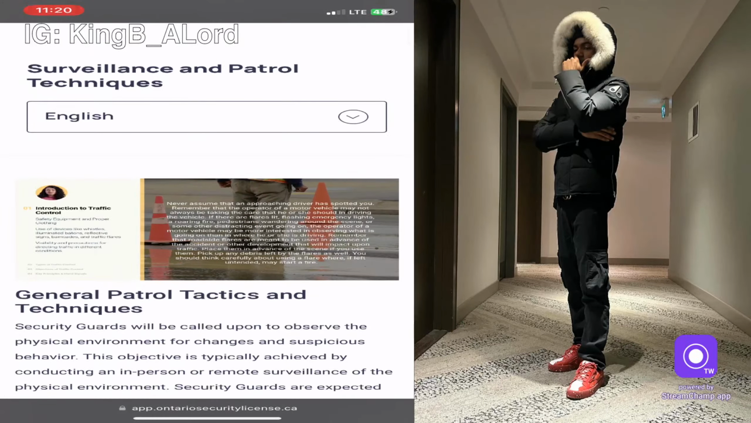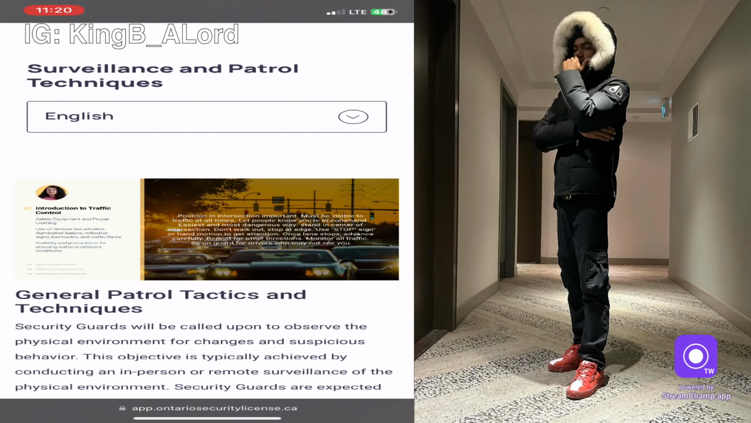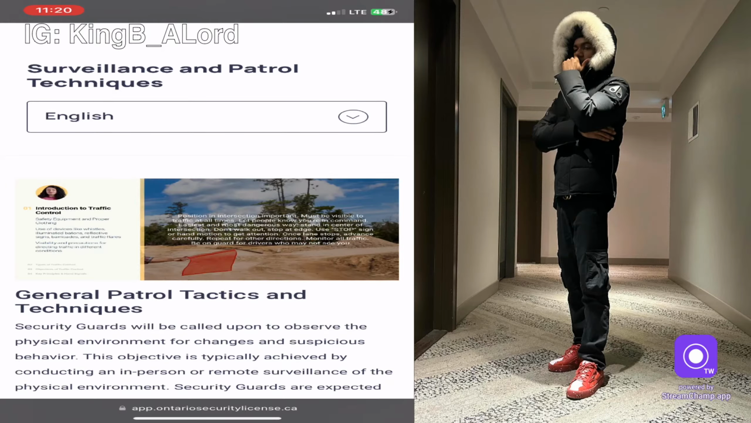Weather conditions may make it very difficult to see a security guard standing in the middle of the road trying to direct traffic. Position in intersection is important. You must be visible to traffic at all times. Let people know you're in command. The most dangerous way is to stand in the center of the intersection.